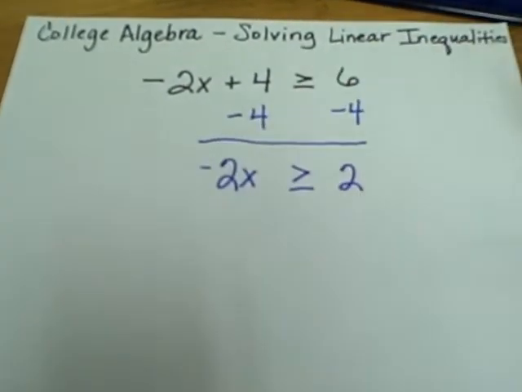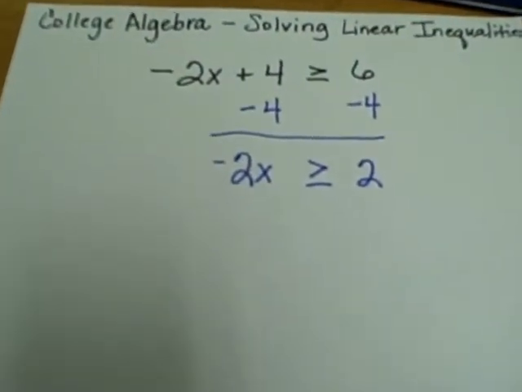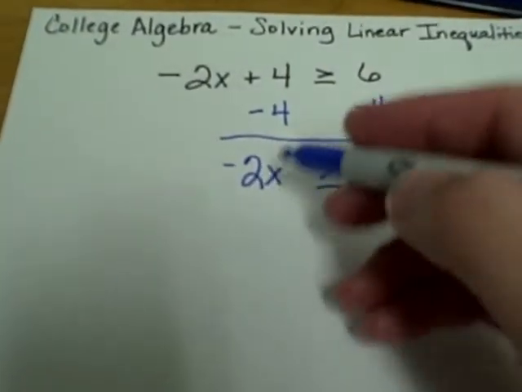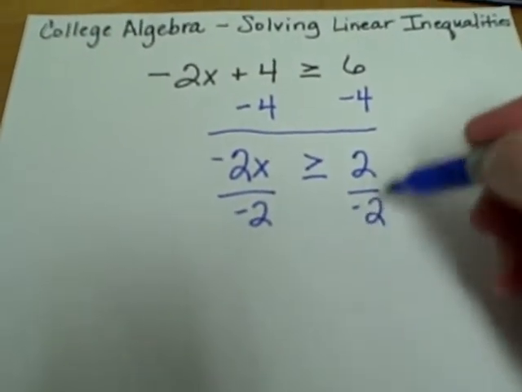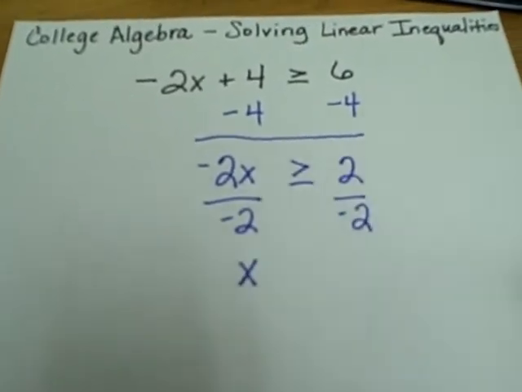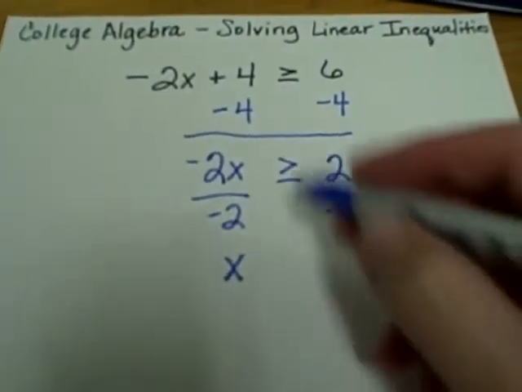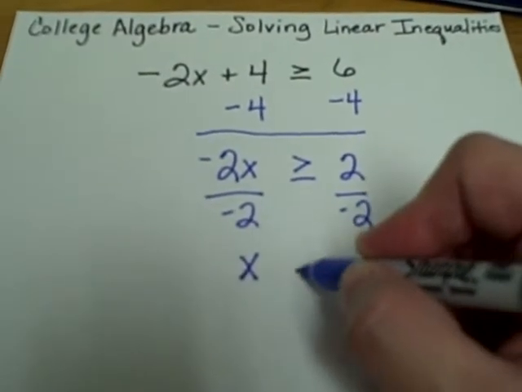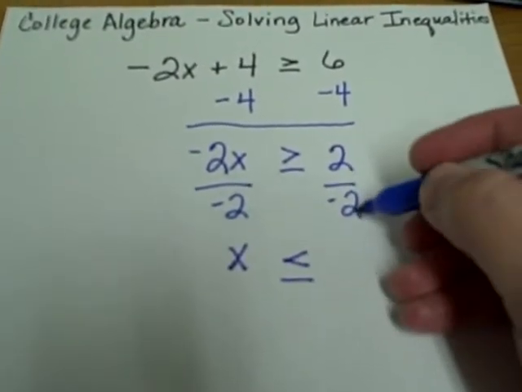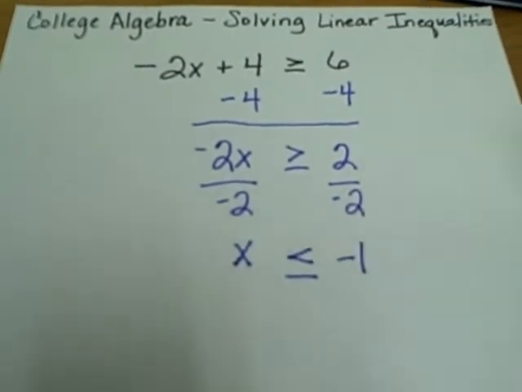Sorry, negative 2x is greater than or equal to 2. Now, in order to get the negative 2 away from the x, we'll have to divide both sides by negative 2. When you multiply or divide by a negative number with an inequality, you're going to flip the inequality. Since this one is greater than, we'll flip it to less than or equal to. And 2 divided by negative 2 here is negative 1.